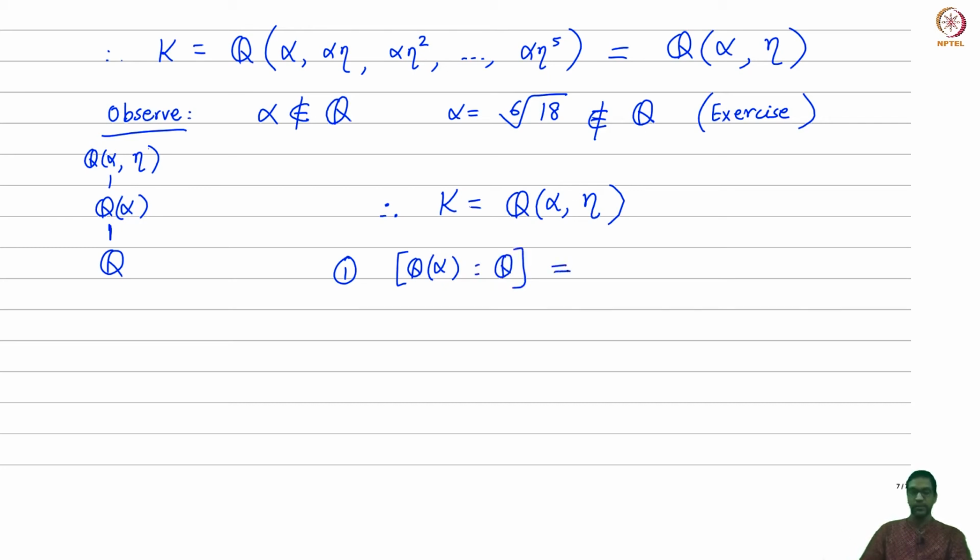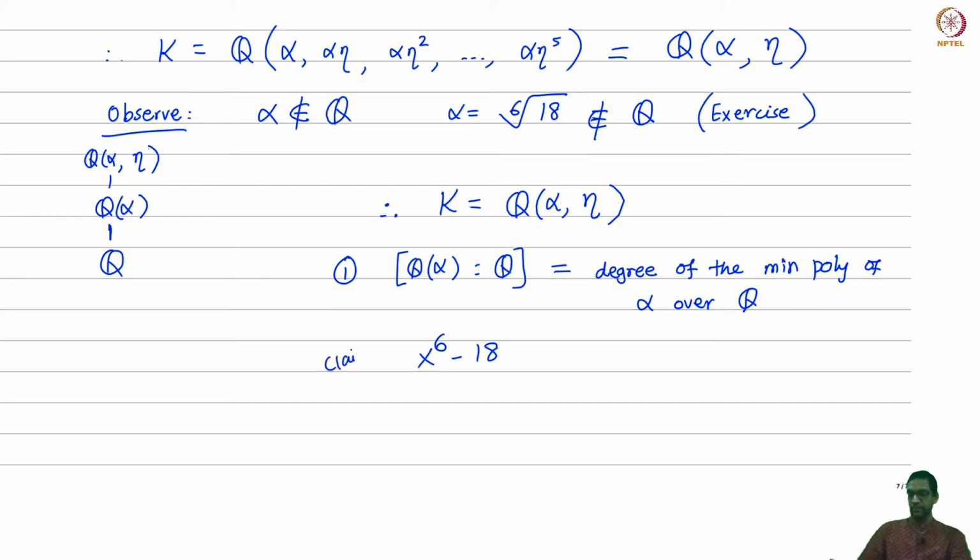Well, I'm adjoining a single element alpha. So the degree of this extension, as you have seen before, is just nothing but the degree of the minimal polynomial of alpha over Q. So what is the minimal polynomial that alpha satisfies? Well, observe, alpha certainly satisfies the original polynomial, right? X to the 6 minus 18. Okay, so this is certainly one possibility.